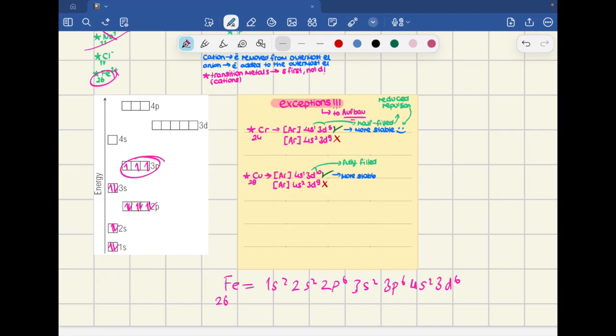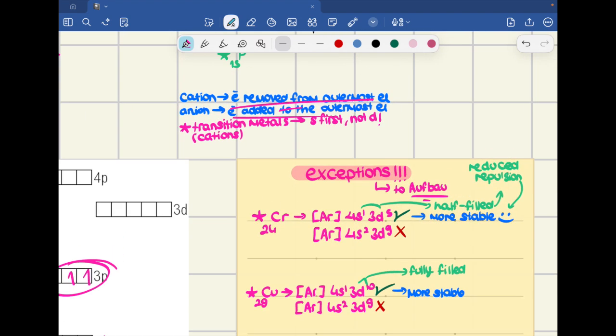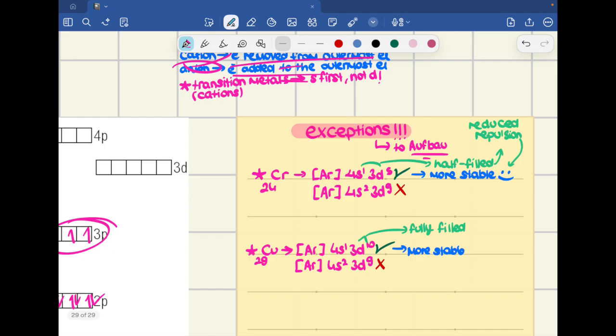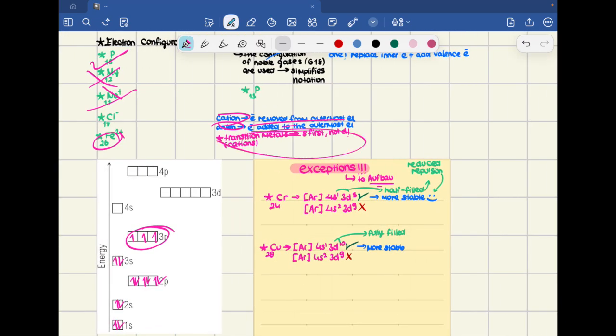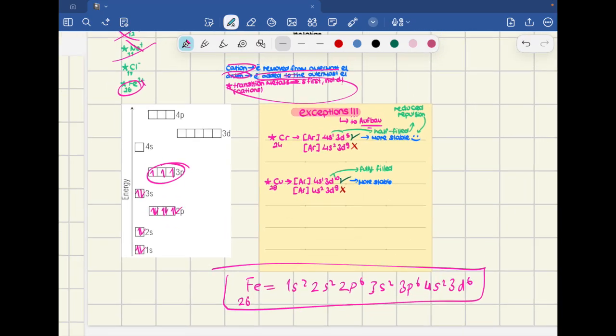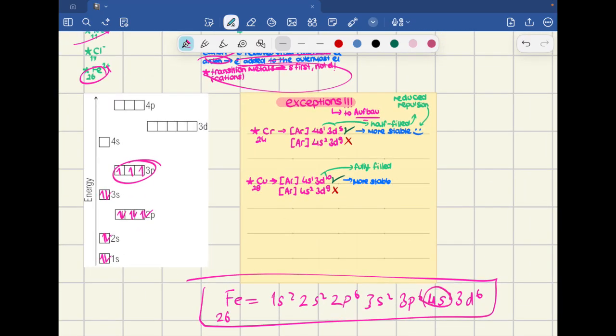Okay, so this is the electron configuration of iron when it is in its neutral state, right? It is not a cation and it's not an anion, so electrons weren't removed from the outermost energy level in order to form a cation, nor were electrons added to the outermost energy level to form an anion. So it is neutral. And it's also a transition metal, which is kind of important. Let's take a look. We filled 4s first, right?